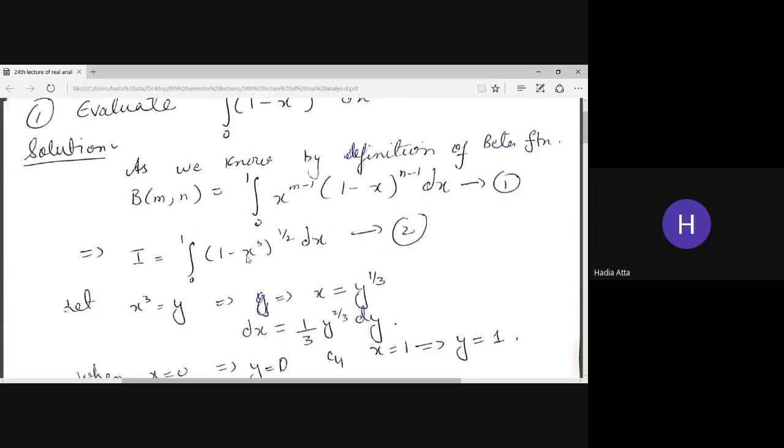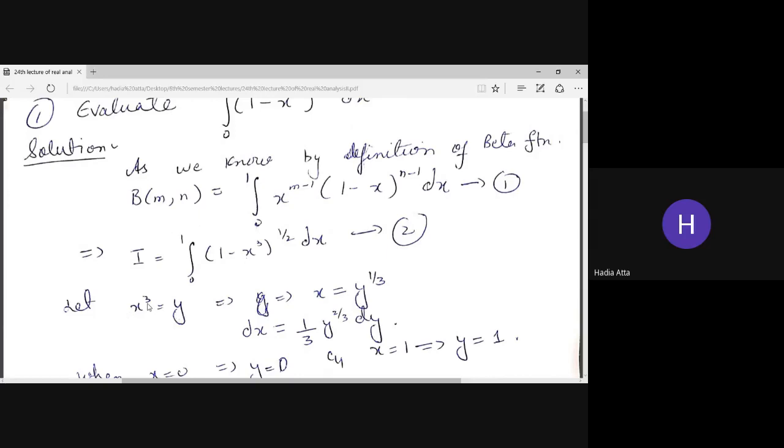But in the given question, we have an integral in the form of 1 minus x cubed raised to the power 1 by 2 dx. So we have to replace that x cubed in the form of x. We will substitute another variable. Suppose x cubed is equal to another variable, say y. You can take any variable u, v, t, it's up to you, but here we substitute x cubed equal to y.